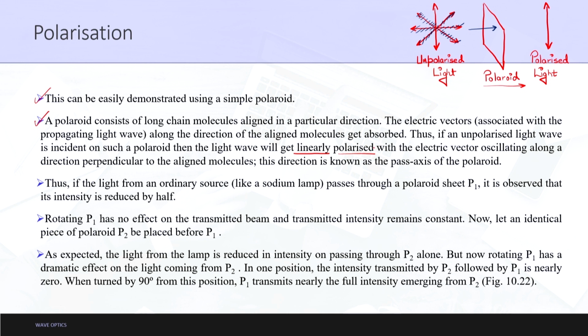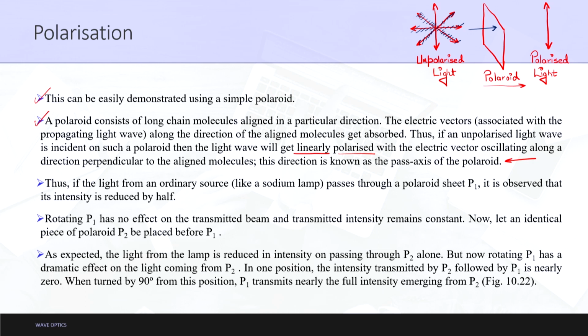What does it mean by linearly polarized? It is only polarized in one linear sense, with the electric vector oscillating along a direction perpendicular to the aligned molecules, the direction which is known as the pass axis of the Polaroid. So this pass axis I will try to explain to you in the subsequent slides.